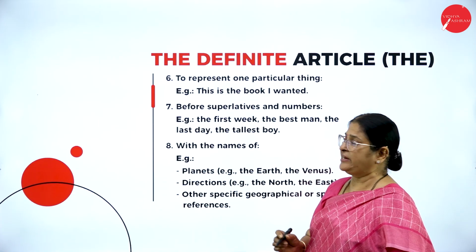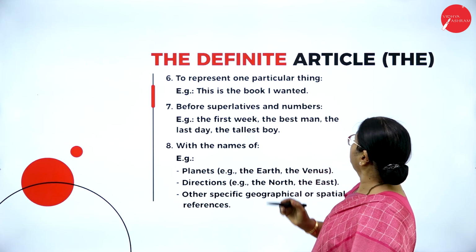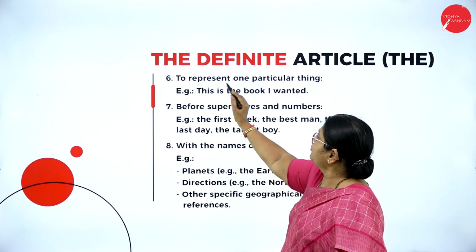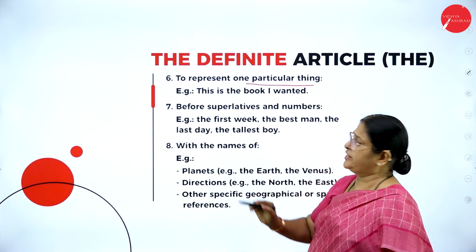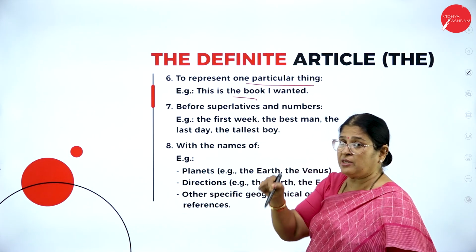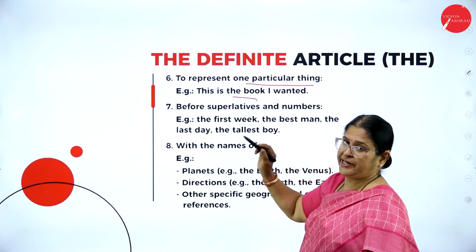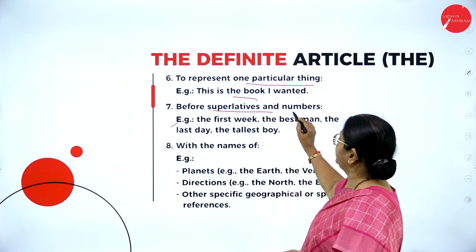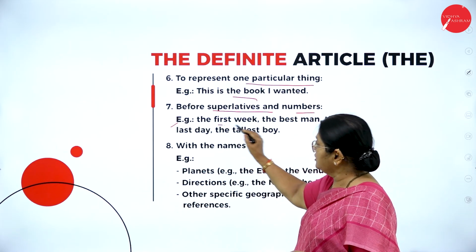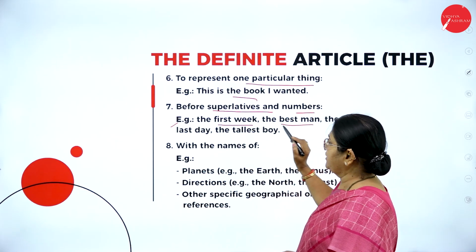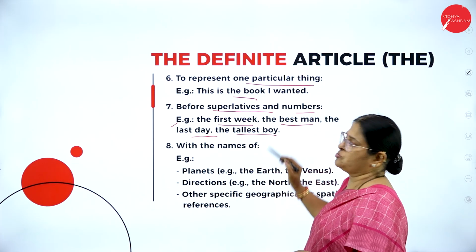What is the next criteria for the use of definite article the? To represent one particular thing. For example, this is the book, the particular book. This is the book I wanted. Next, before superlatives and numbers. For example, the first week, the best man, the last day, the tallest boy.